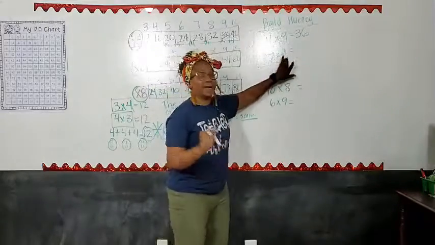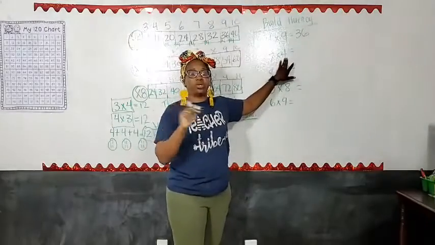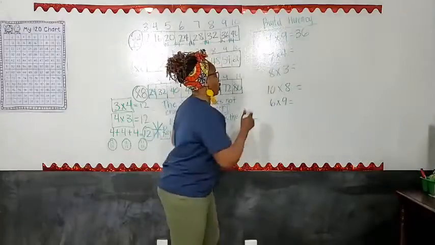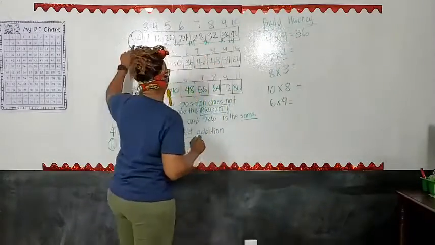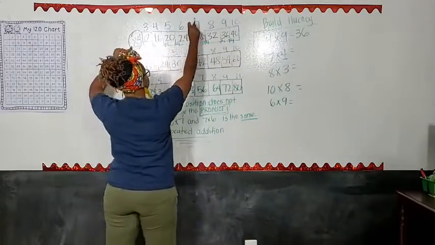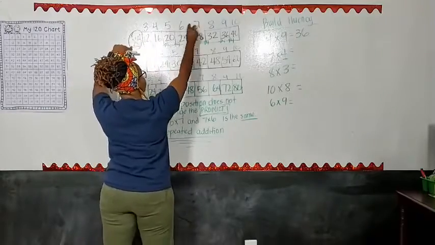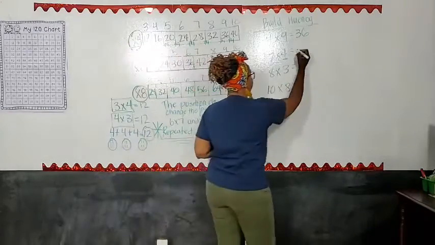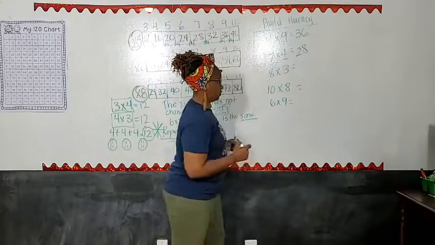7 times 4. I'm not worried about the position. I know that I'm multiplying by 4. I know I have a 4 strip, so I'm going to find those 2 numbers. Right? 7 times 4, 28. Bam. Taking the guesswork out of it.